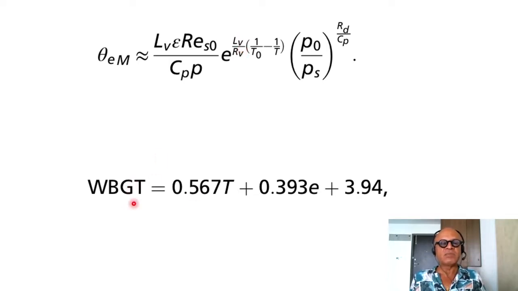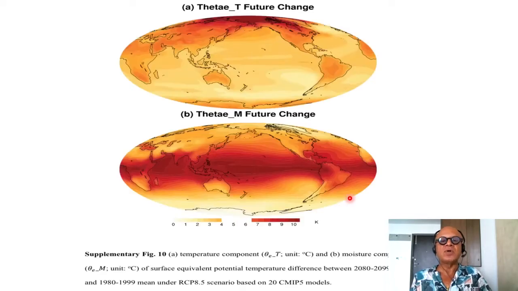And the wet bulb global temperature is approximately defined as this empirical relation 0.567 times T plus 0.393 times E, the specific humidity, saturation humidity, plus 3.94, a constant. Okay, so you can see the impact here immediately.